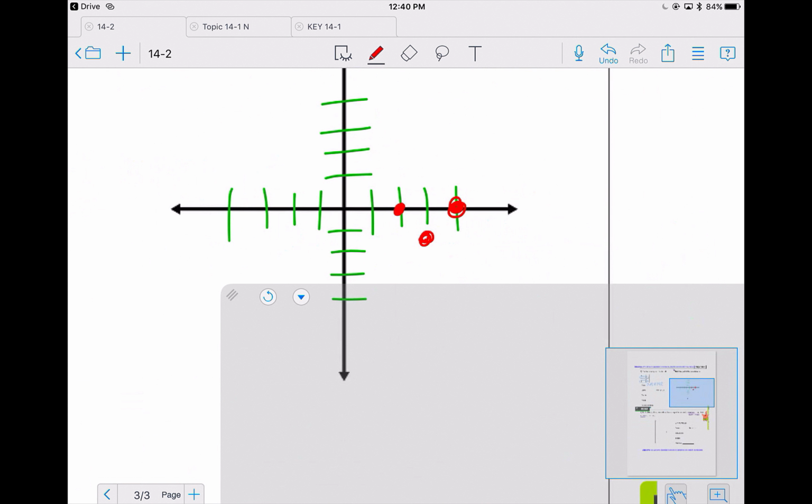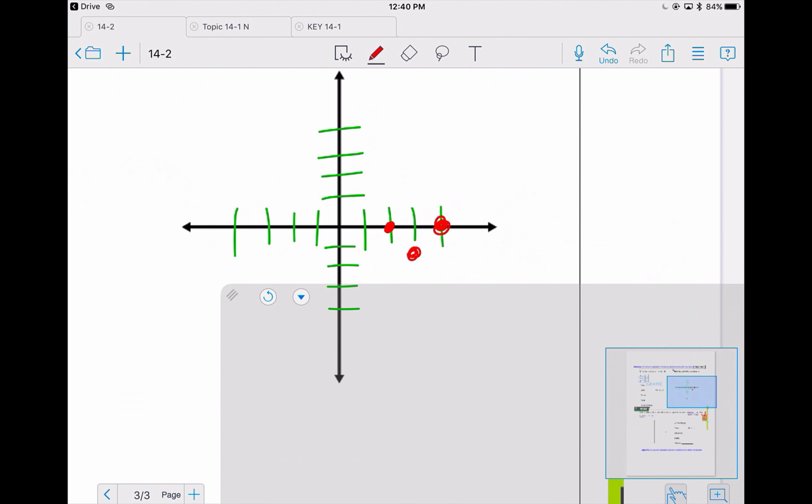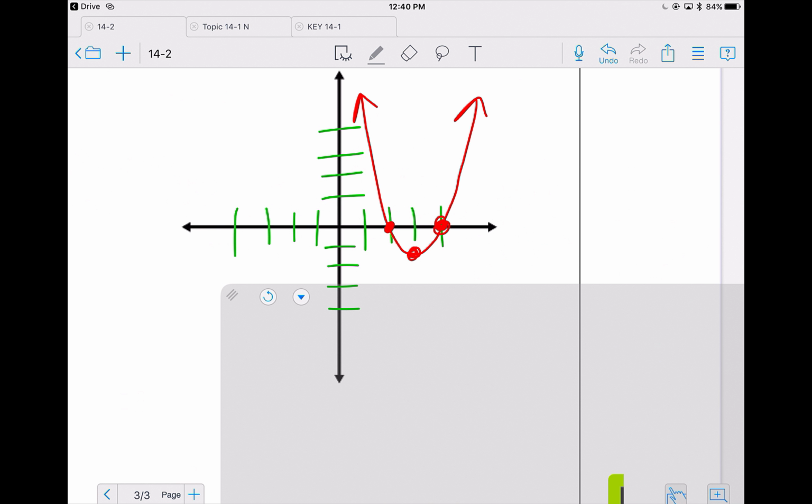Now, using these points, I could draw my graph. I know that it has to cross at these two spots, and it has to go through this point. So it would look something like that and something like that. Remember, your quadratic looks like a U or a mountain, so once you've crossed twice, you won't come back and cross. There won't be anything crazy.